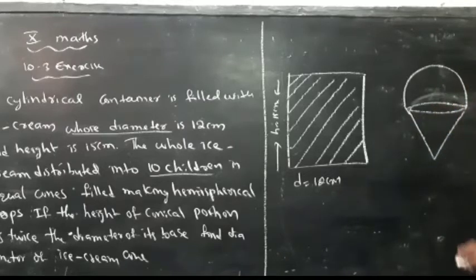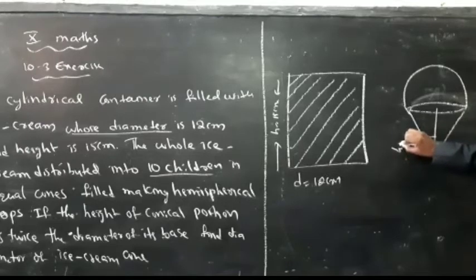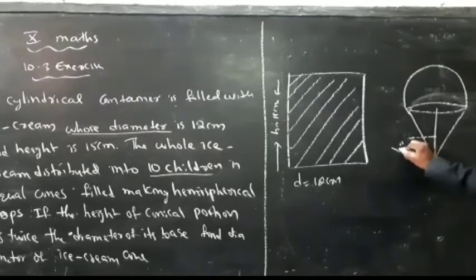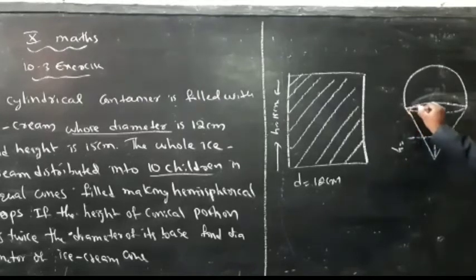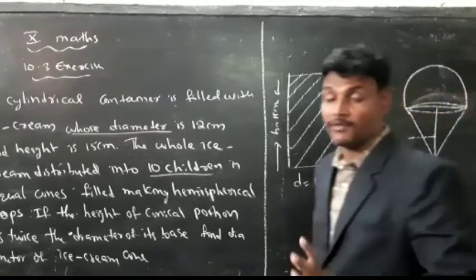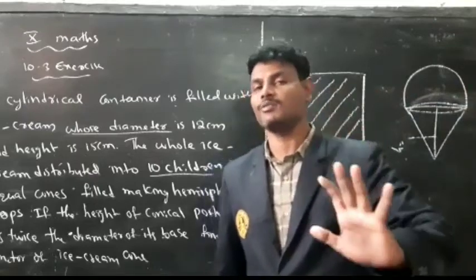If the height of the conical portion is twice the diameter of its base, now you have to find the diameter of the ice cream cone. Here, what is the question? What is the concept of this question?